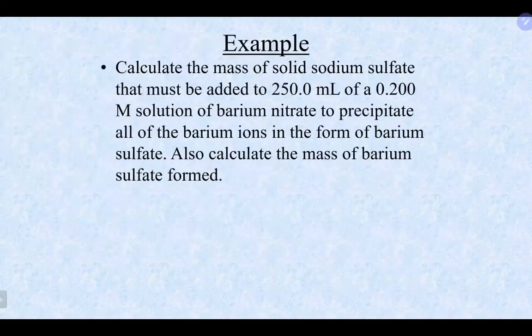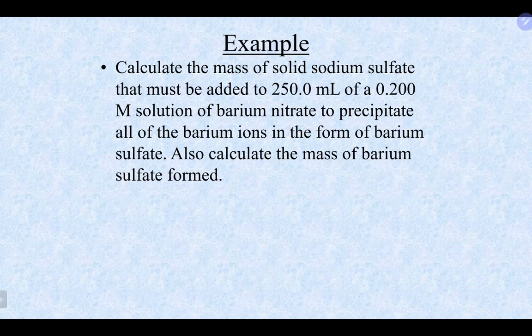So let's take a look at one together to go through the steps and talk about what's going on. We want to calculate the mass of solid sodium sulfate that must be added to 250 milliliters of a 0.25 molar barium nitrate solution to precipitate all the barium ions as barium sulfate. We also want to calculate the mass of the barium sulfate. So we're actually looking for two things, but like normal, we want to start with the most important thing in stoichiometry, which is the equation.